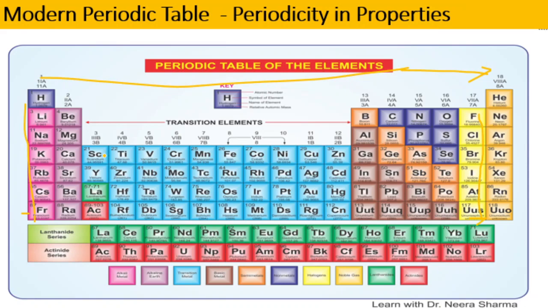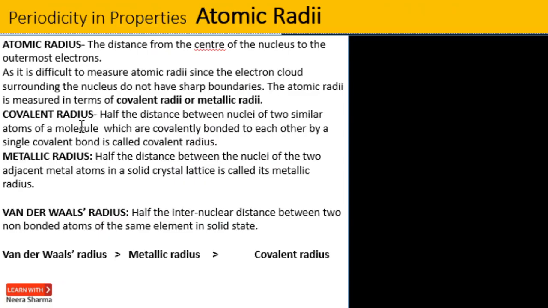So let's take the first property, that is the atomic radii. The atomic radius is the distance from the center of the nucleus to the outermost electron. So if we have, let's say, a nucleus of hydrogen with one proton, and we have the electron in the first shell in the 1s orbital, the atomic radius is the distance between the center of the nucleus to the outermost electron.